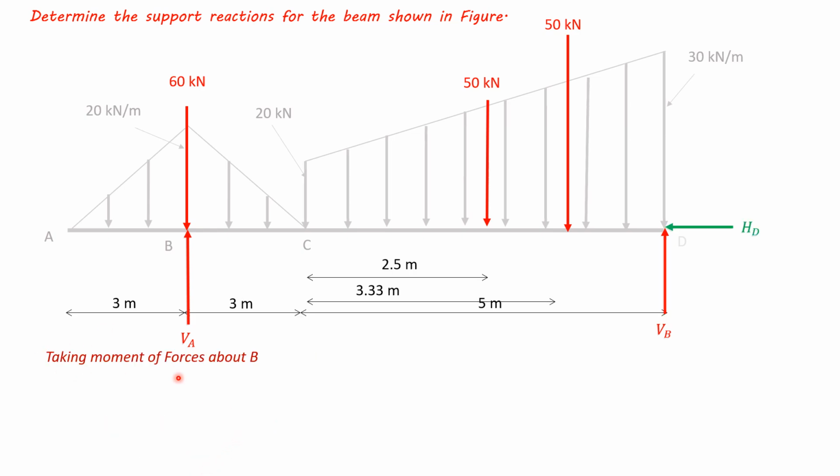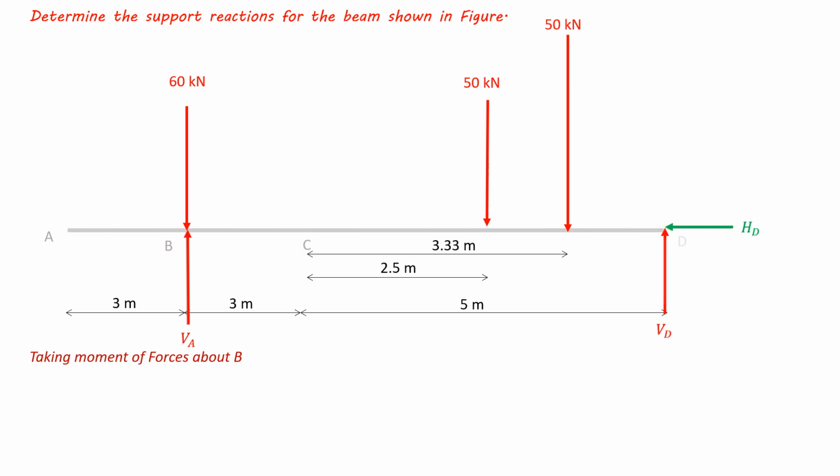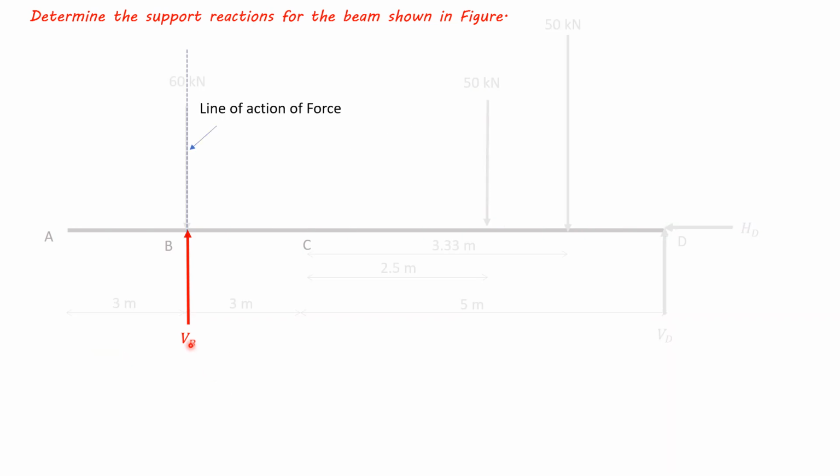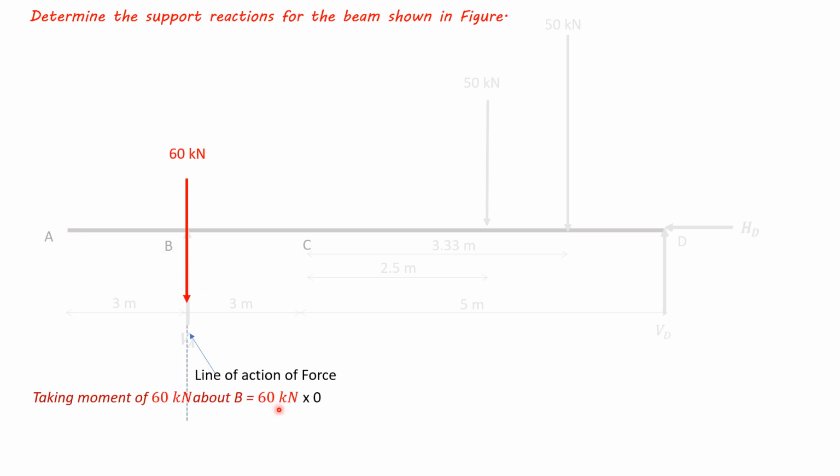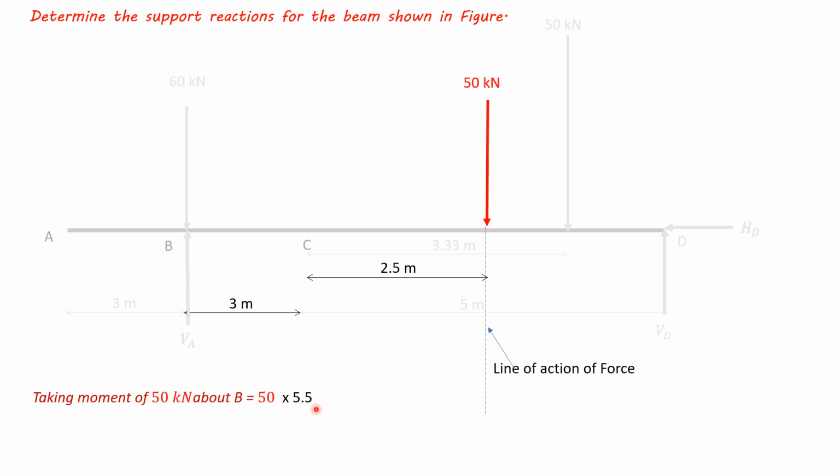Taking moment of forces about B. VB force passes through point B, so moment of VB about B will be 0. 60 kilonewton force passes through B, so moment of 60 kilonewton about B will be 0. 60 into 0, 0.